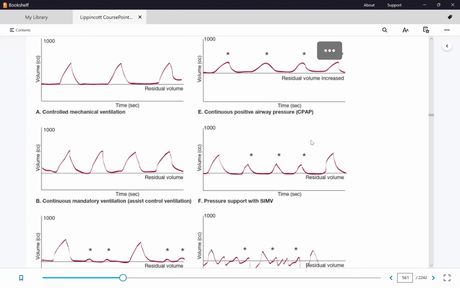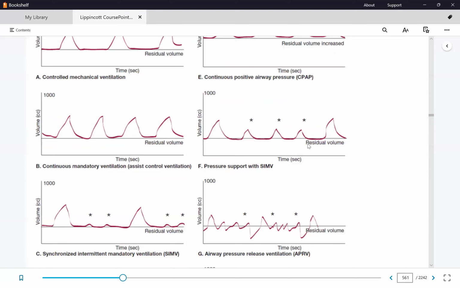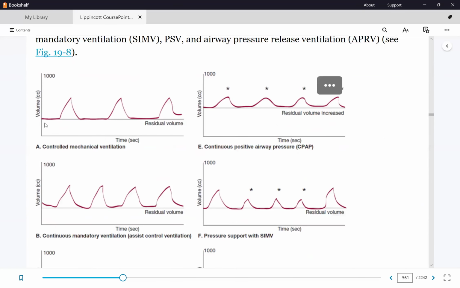Okay, here. Look at figure A right here. What you're looking at, this flat line here is zero pressure. Let's say we are taking a breath. That's what you see. This is measuring pressure, so it goes back to zero. So therefore we take a breath.